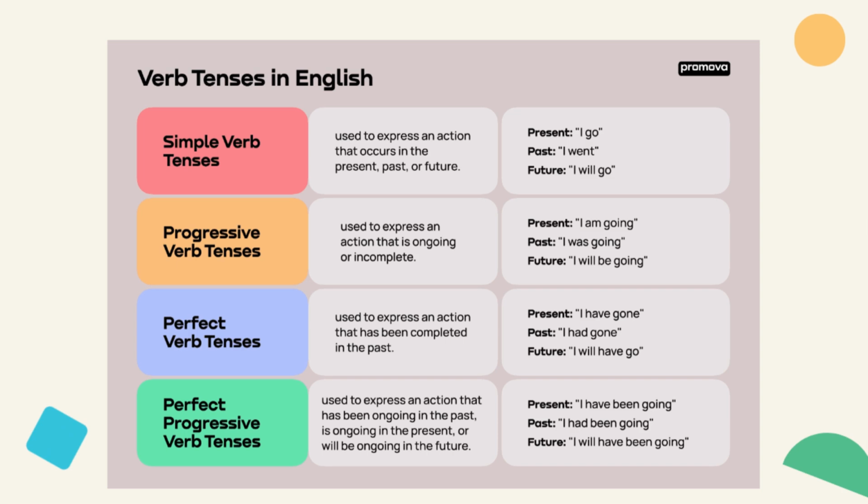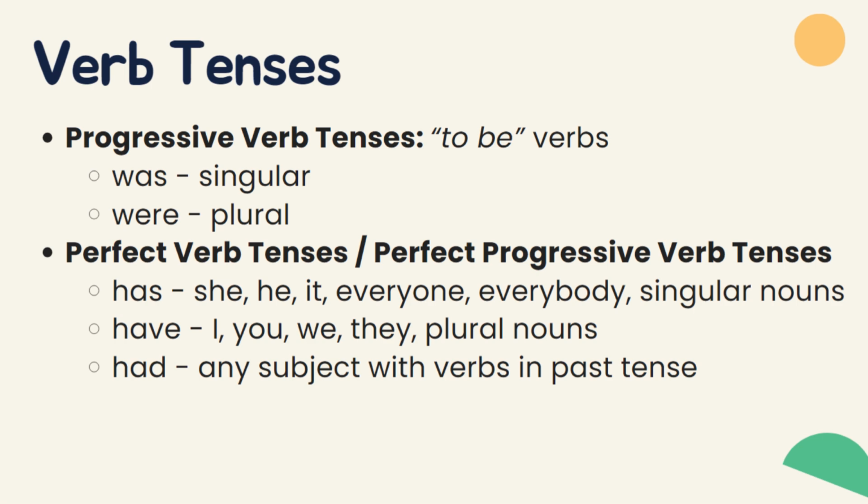Like for example, I have been going, I had been going, and also I will have been going. And next is in verb tenses, progressive verb tenses. So, ito yung words na dapat natin gamitin kapag singular lang or plural yung words na gagamitin natin sa isang sentence. When we say, for example, singular lang, we will use the word was. And for the plural, we will use the word were.